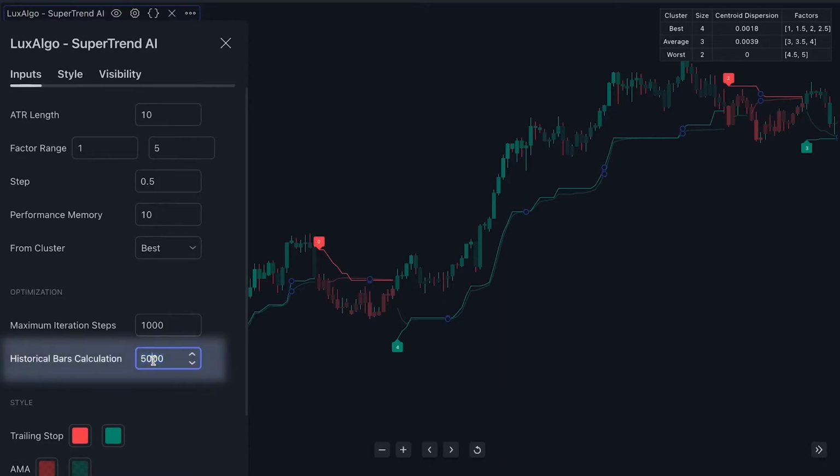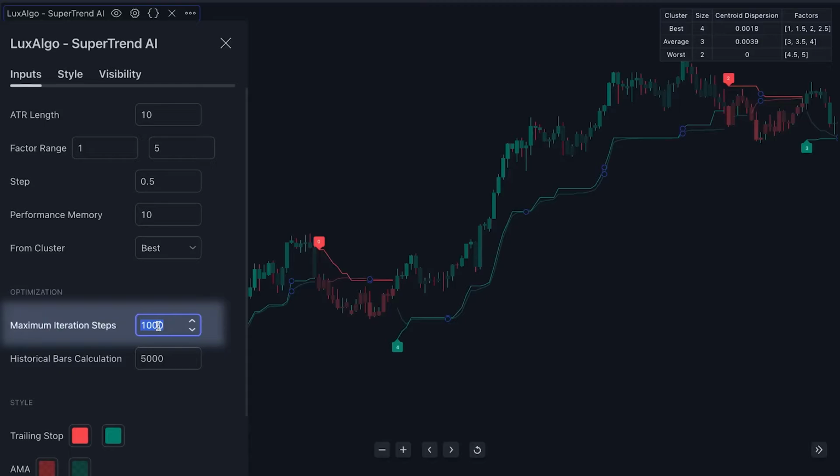So we will reduce it to improve the performance, but to compensate we will increase the iteration step above it, which essentially controls the filtering of signals. This option controls the number of cycles the indicator will use to determine the quality of the signals and ensure that the calculations are correct, so higher values are better. Let's increase this to 1500.